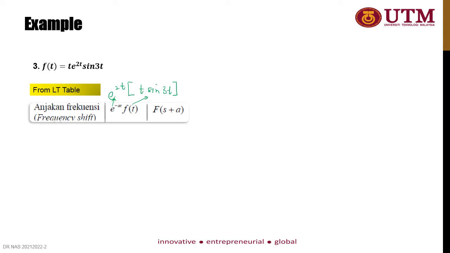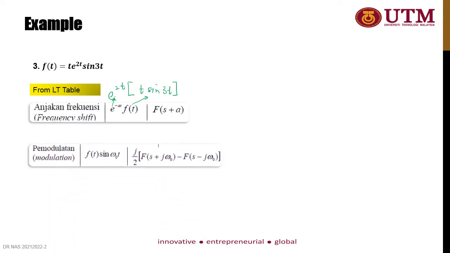But from the table also, you may find this function: f(t) sin omega naught t. If you compare to the given equation, this is the sin 3t, so your f(t) is basically t e^(2t). So this is your f(t), and in S domain, the equation will be something like this.